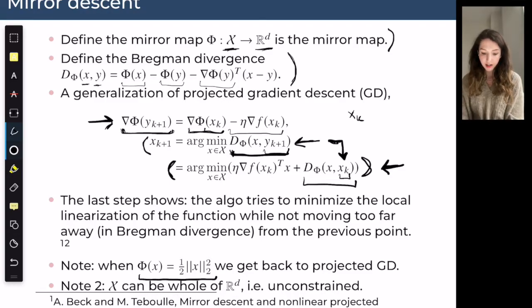The other thing I again want to note is what I've also said before, but this curly X can either be a subset of R^D, or it can be the whole space of R^D.